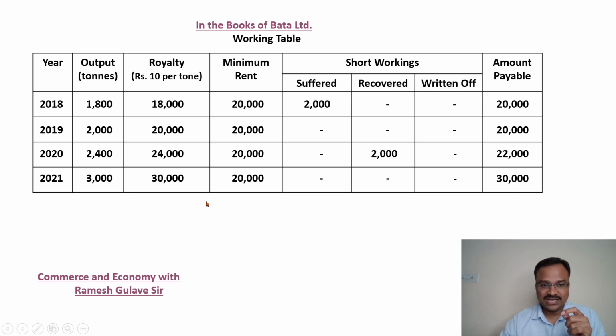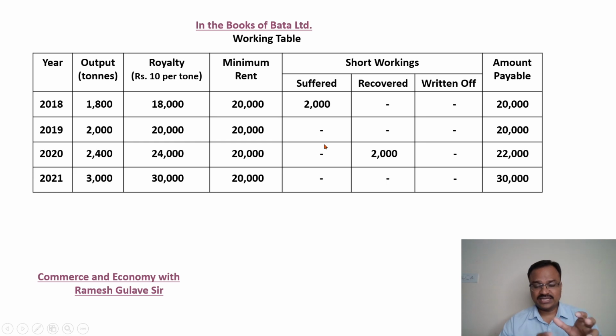Right. So friends, here you can observe that generally the amount payable is the higher of the minimum rent or royalty payable. It is like a cushion to the owner or landlord of the mine, which gives him a fixed income in the form of minimum rent. But if the royalties are more than minimum rent, he receives the higher amount. So for 2021, the amount payable to the lessor or owner of the mine is rupees 30,000.